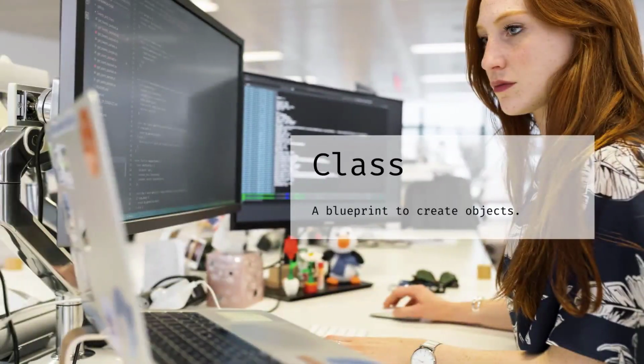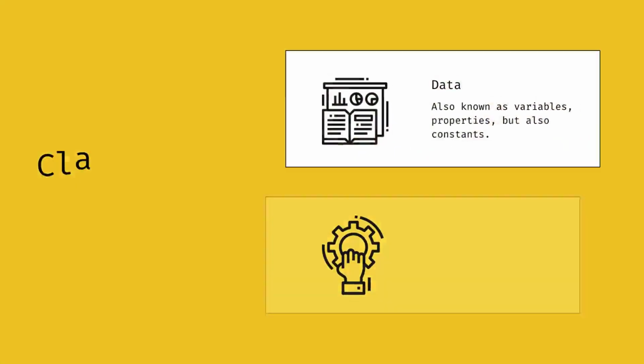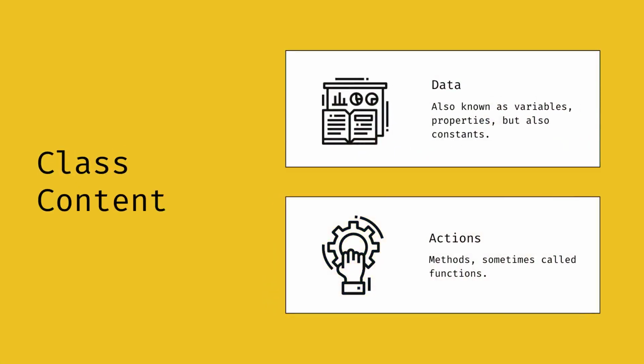Great, so back to Java classes, a blueprint to create objects. You may wonder, what is in such a blueprint? Well, there's pretty much two things in there. We have data and we have actions.